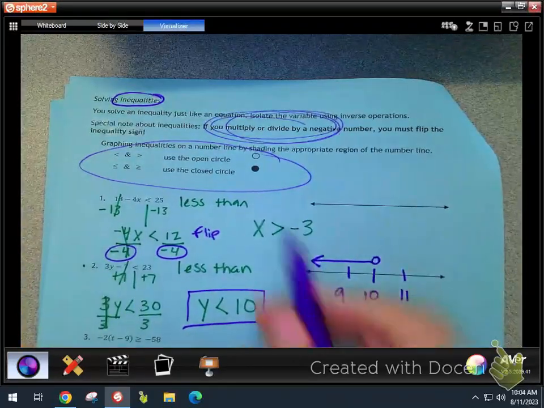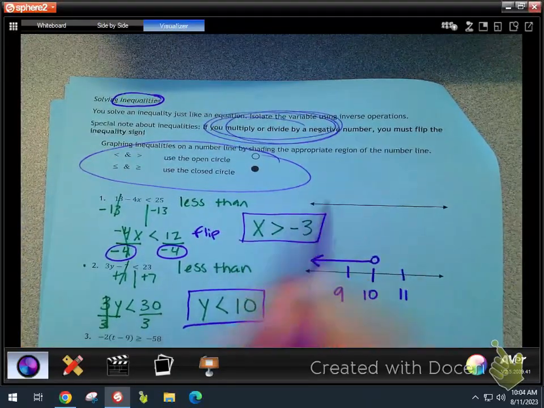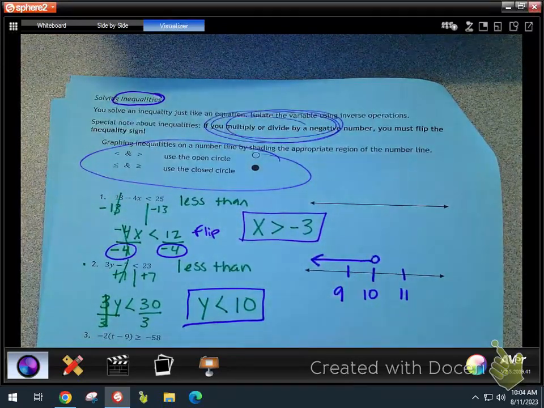You only do that when you have a negative on the bottom. It doesn't matter what this guy is over here. We don't care about that. It's the one that I circled. And it's a tricky rule, but you got to remember it. If you divide or multiply, we don't typically multiply with those, but most of the time it's dividing. If there's a negative, we got to flip.